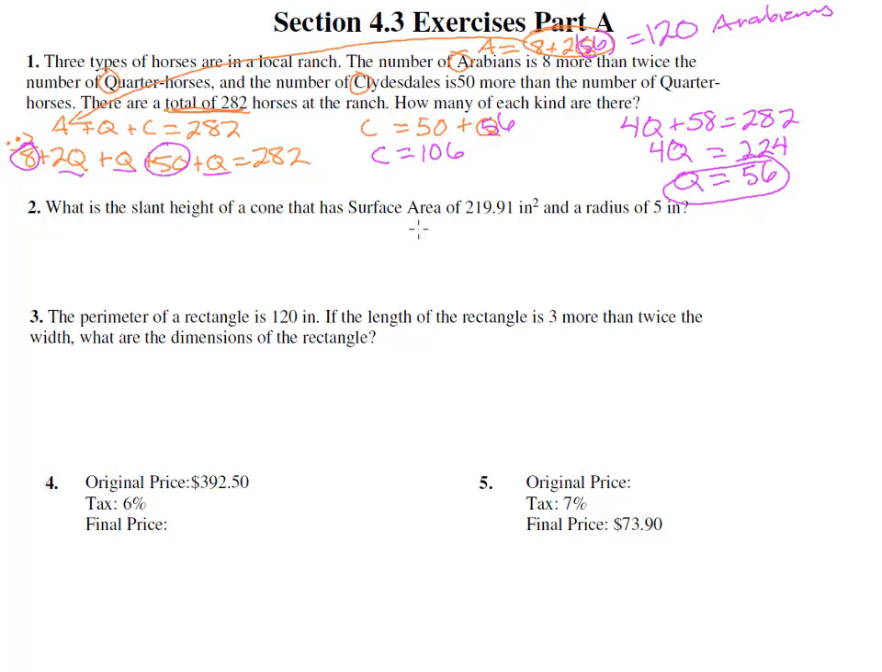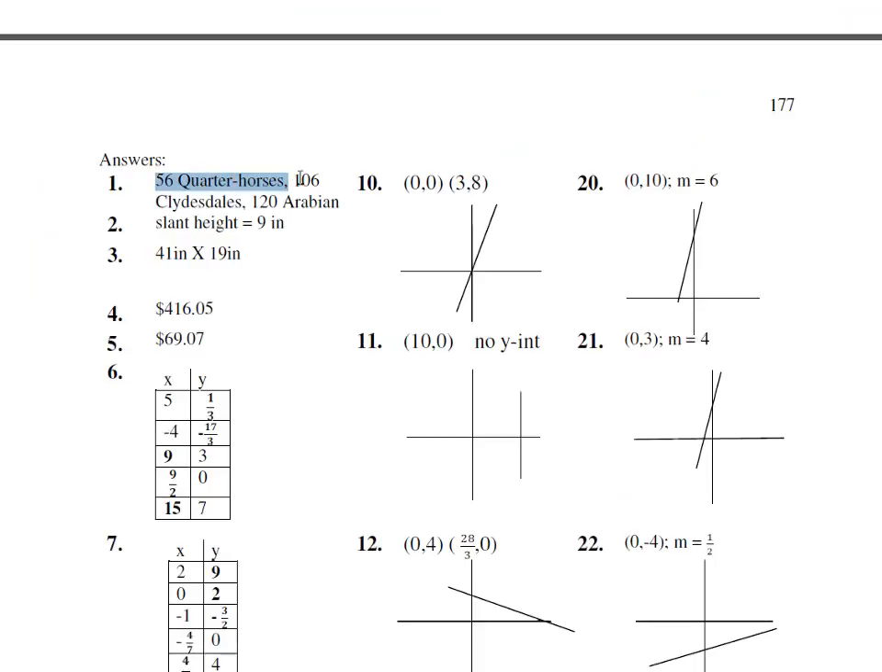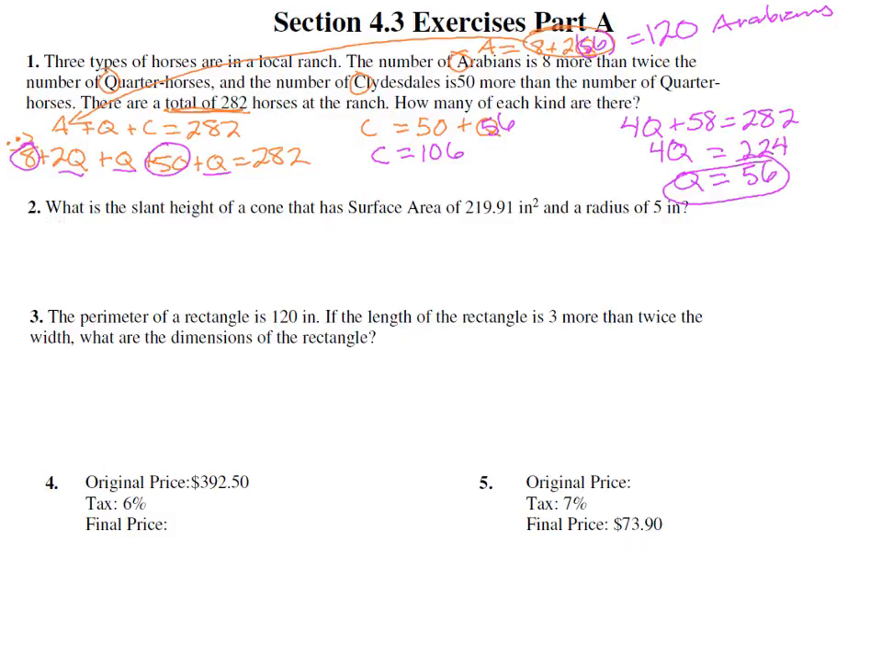Let's look and check our answer. 56 quarter horses, 106 Clydesdales, and 120 Arabians. Excellent. Let's look at number 2.